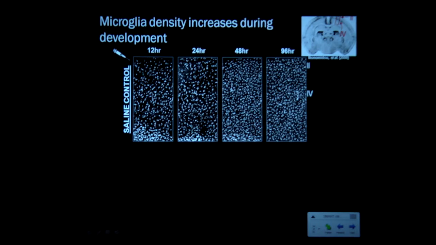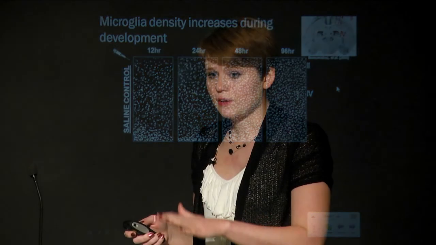So if we look up at the top here, what you'll notice is my little red box has changed. Instead of just encompassing layers 2 and 4, it goes through the entire expanse of the cortex. So now, the top of the cortex is at the top of the images, the bottom of the cortex is at the bottom of the images, okay? And layer 4 is now kind of in the middle of the image. All right. So once again, we're going to look at our saline injected controls first. These, once again, presumably tell us what happens during normal development.